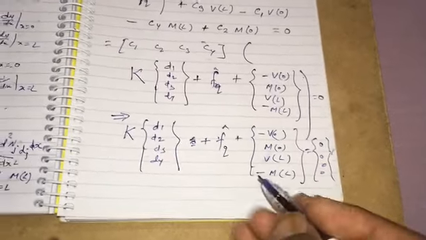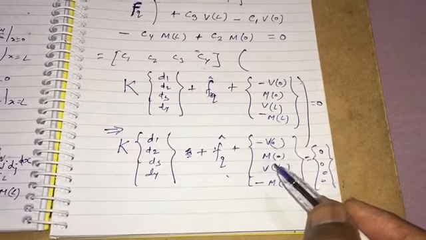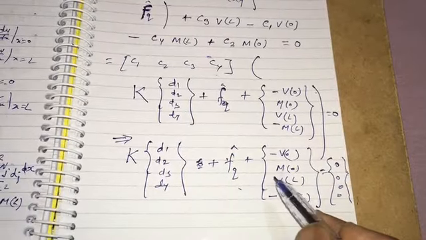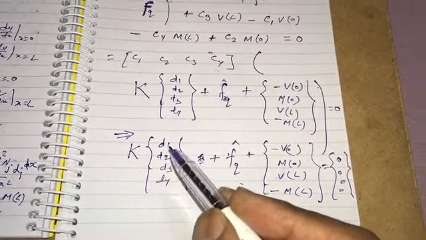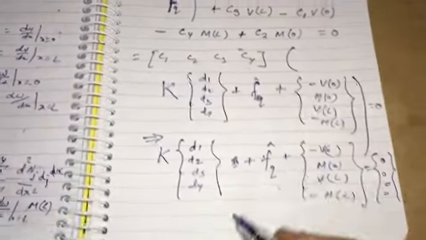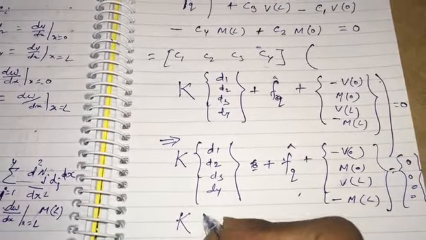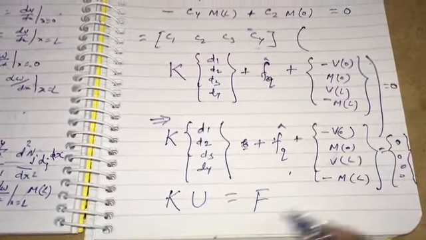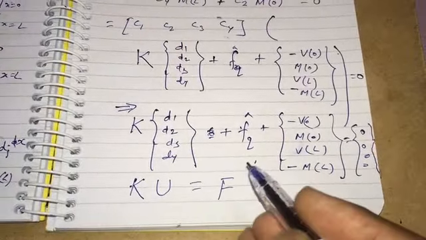Okay, this is a force, this also has a force. Actually, moment in general terms, M is also a kind of force only. So we have K times U equal to F, in generalized form. We will write where K equals what, U equals what, and so on, but this is the general form we got.